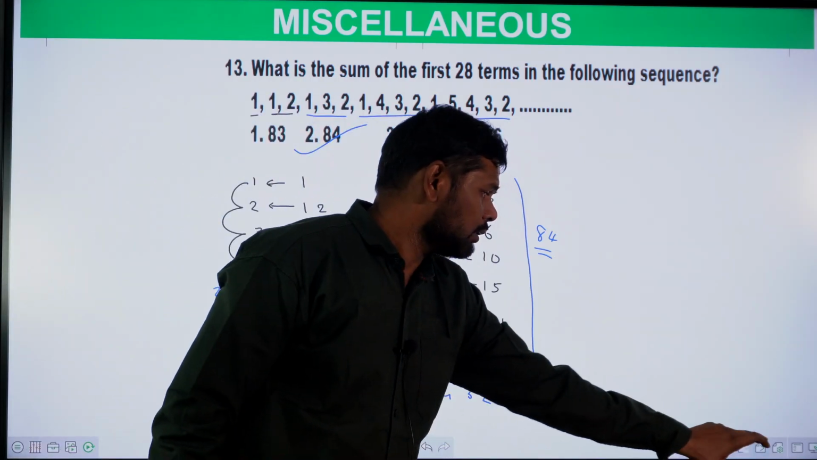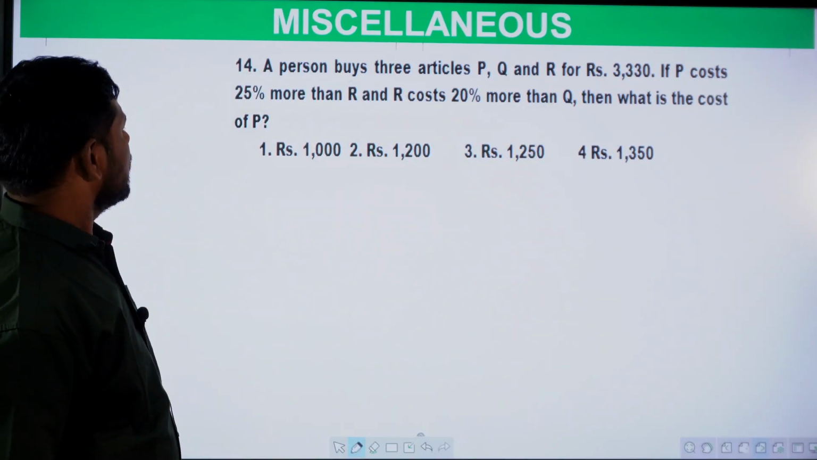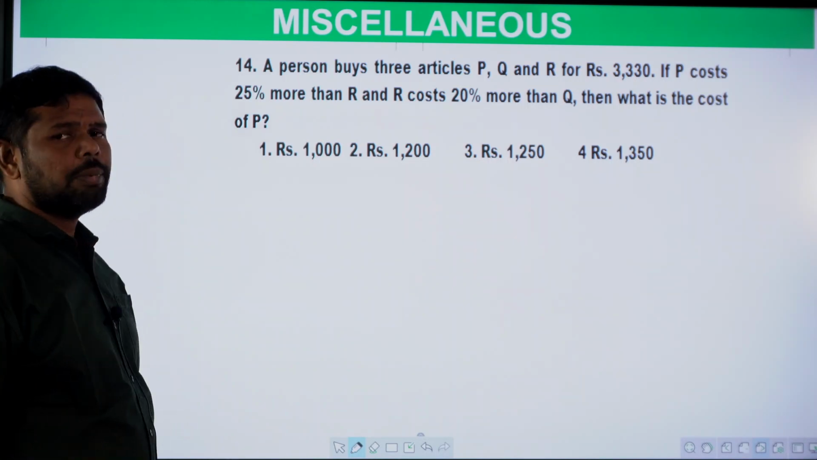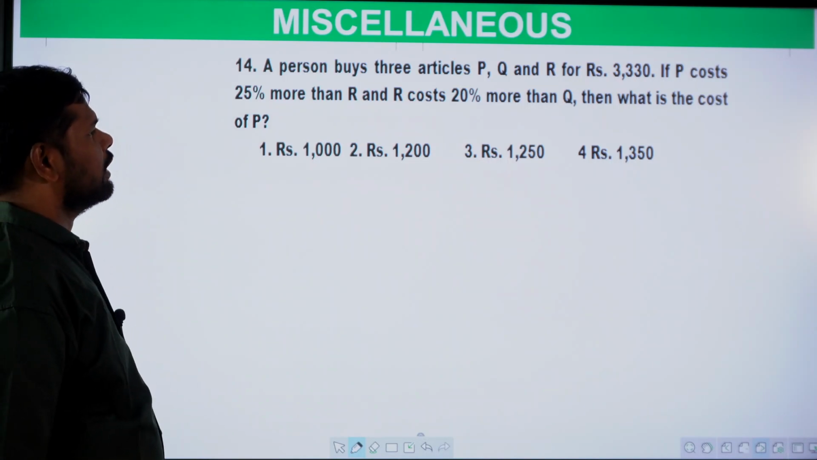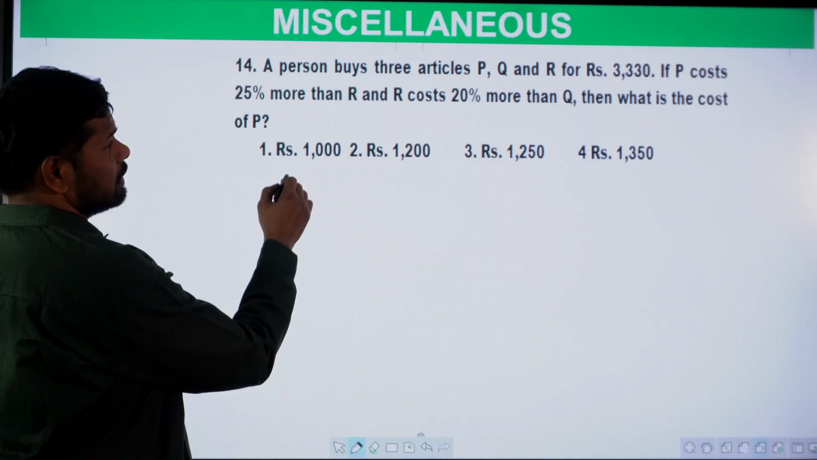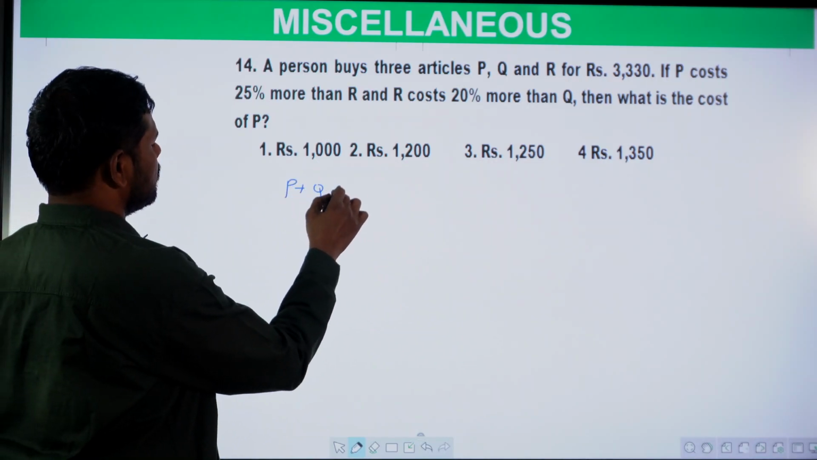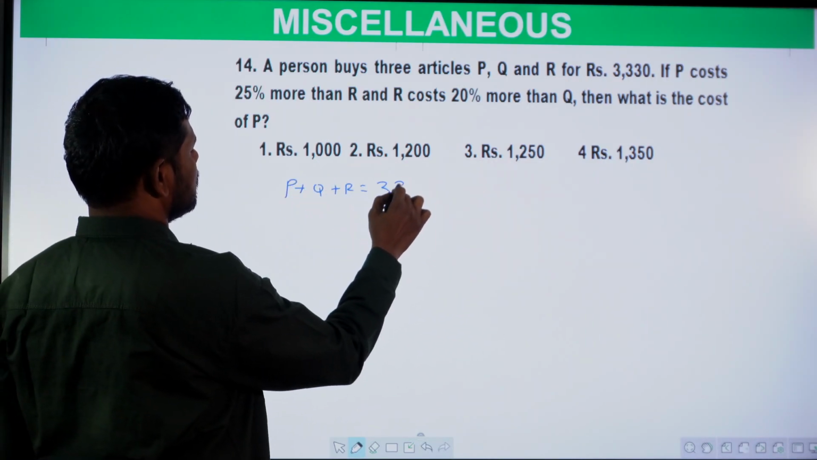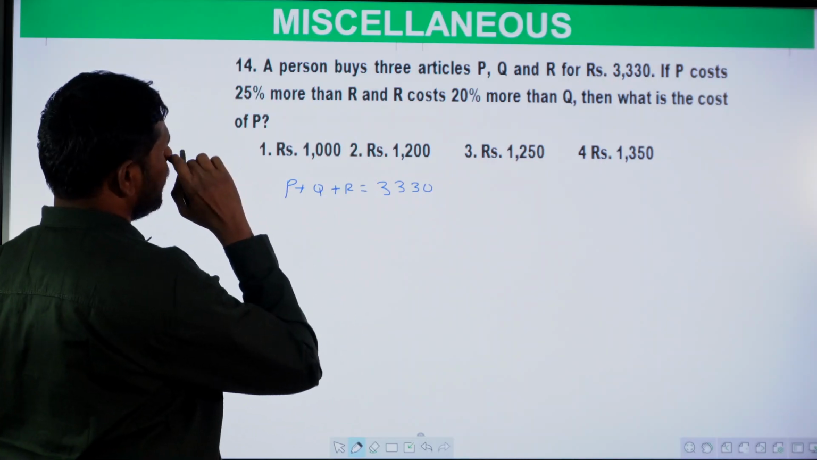Very simple question. A person buys 3 articles P, Q and R for 3,330 rupees. P plus Q plus R sum to 3,330 rupees.